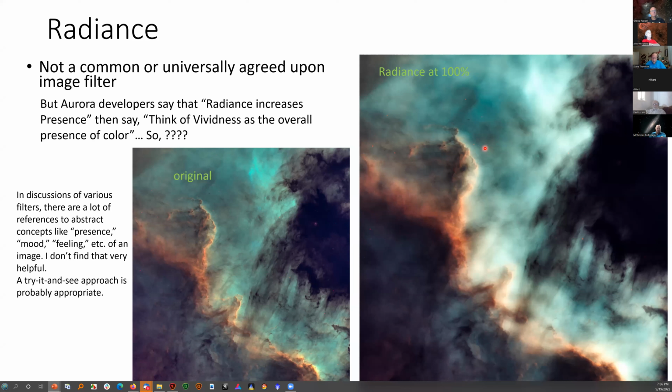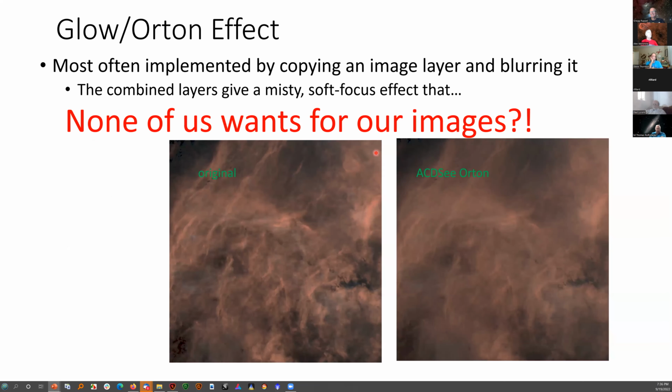The words presence, mood, feeling, and such abstract things occur all the time in describing what tools do. If you say something gives it a cozy feeling, I've seen that, I'm not sure what the image will look like if I want to do it in a cozy feeling. So it's kind of a trial and error thing. Try it. If you don't like it, don't use it. Obviously, in this case, Radiance took an image that was fairly sharp and made it far less sharp, but apparently it made it have more presence. Well, there you go.